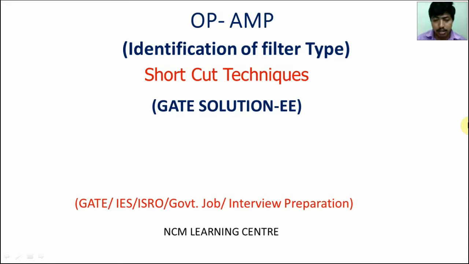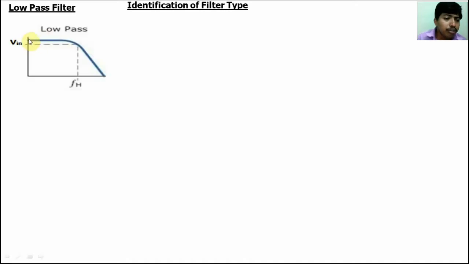We will discuss. First, you should know about the types of filter and their properties. Then only you can solve this problem. So first, low pass filter. A low pass filter allows the low frequency signals and it will attenuate or stop the high frequency signals. If the input is low frequency, the output will be approximately equal to Vin or any magnitude. But if the input is high frequency, definitely the output will be 0.